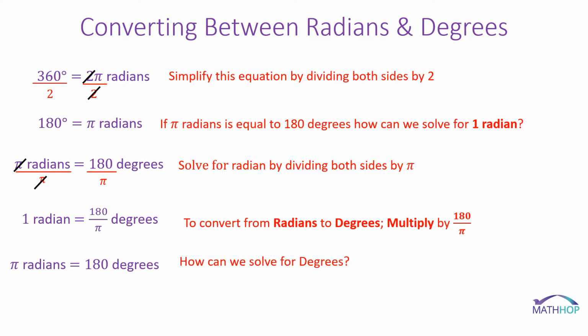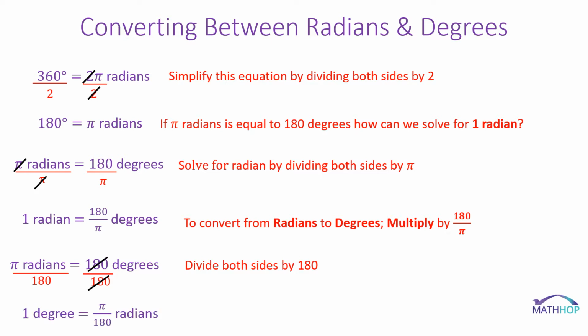So if we want to do that, how can we solve for degrees? Well, how many degrees do we have here? We have 180 degrees. If I want 1 degree, I have to divide both sides by 180. So let's do that. When I do that, we will see that 1 degree is equal to pi over 180 radians. So to convert from degrees to radians, we simply multiply by pi over 180.